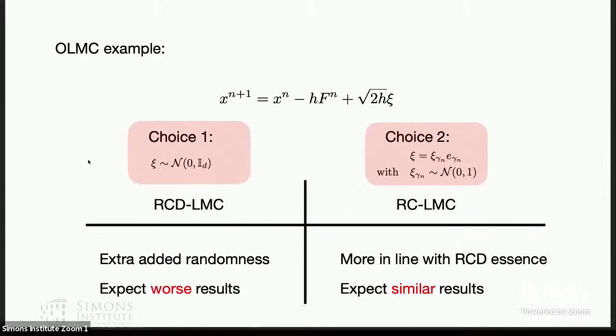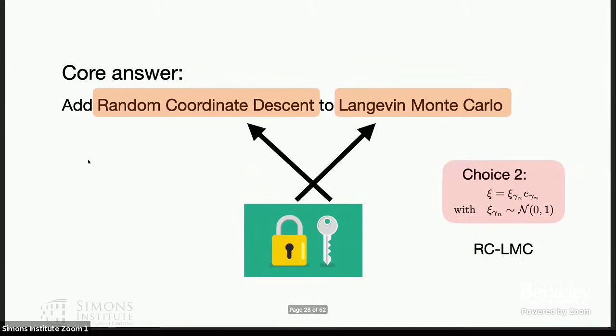So this is the summary. When you do random coordinate descent into LMC, we expect worse results. And when we choose a random coordinate to do LMC, we expect similar results to what random coordinate descent is doing for gradient descent. Okay, so let's justify it.